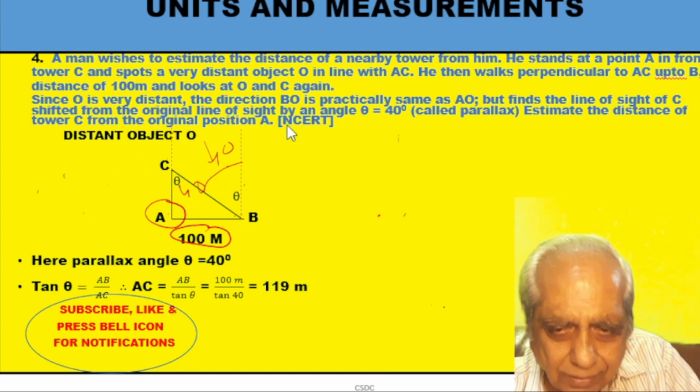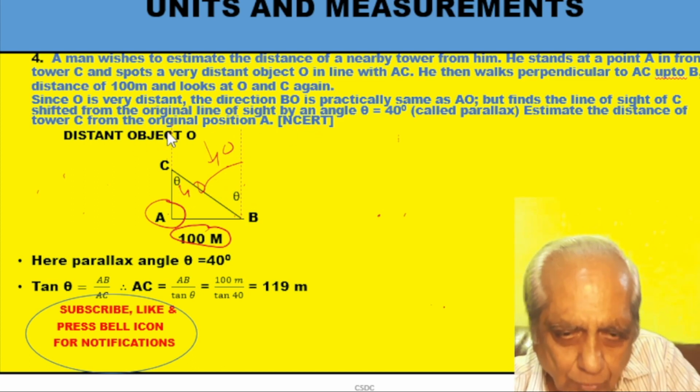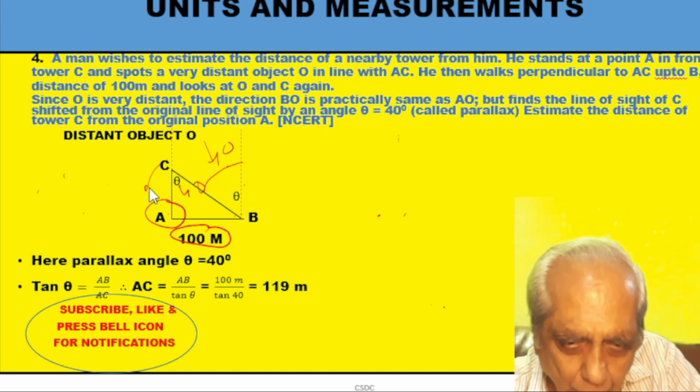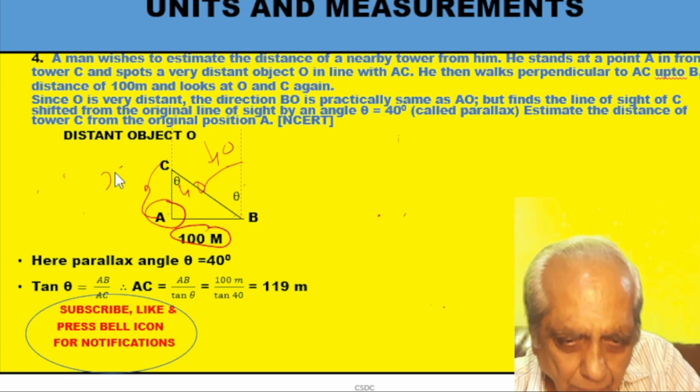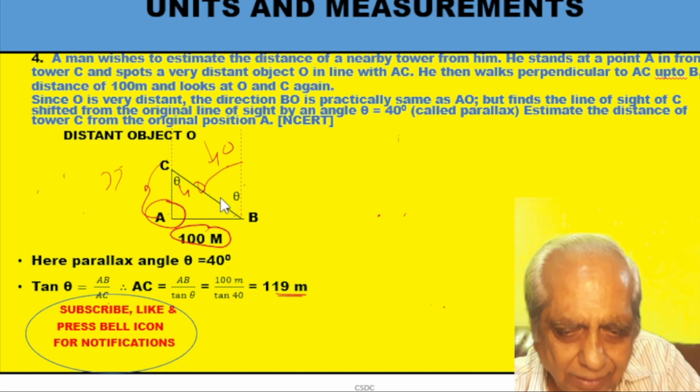Now the question is the distance of C from the original. So I want to calculate AC. This is unknown. So take tan of this angle, tan theta. So tan theta would be AB upon AC. So AC would be AB upon tan theta. AB is 100 meter, tan 40, you will get the answer 119 meter. So the tower was at 119 meter from A. So see, we have done an indirect calculation.